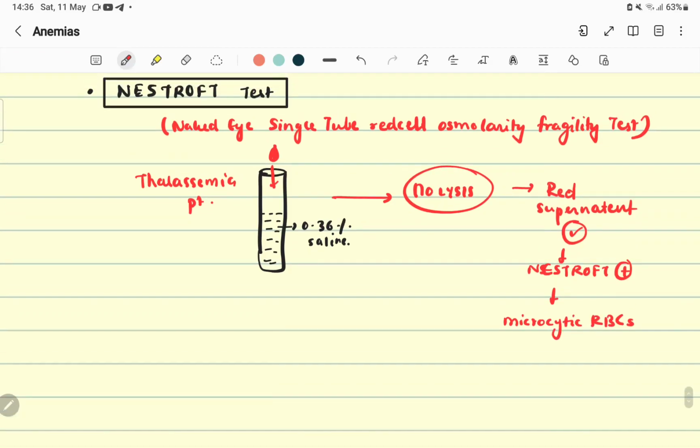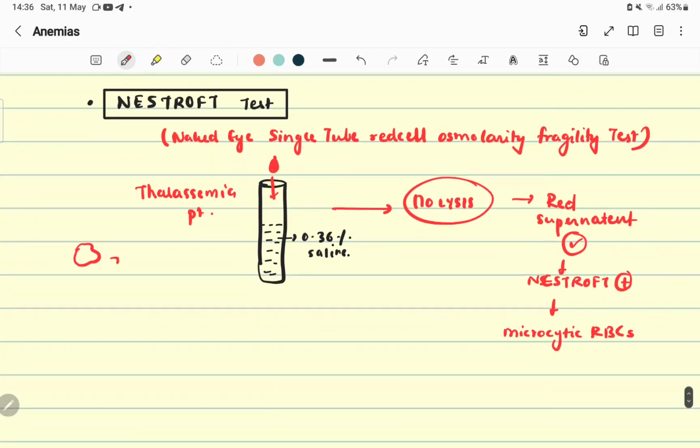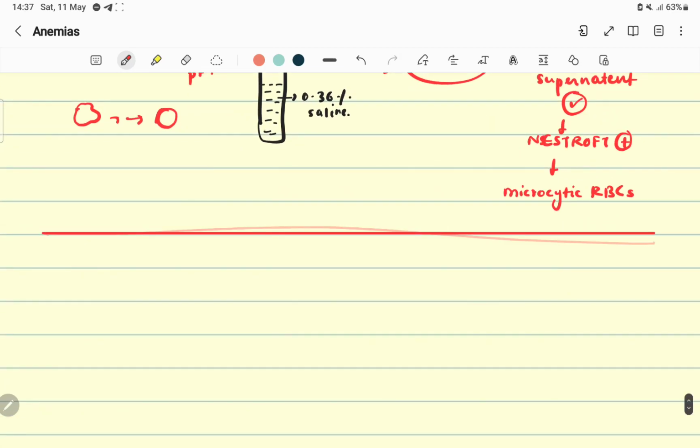NESTROFT positive means the conclusion is that we have microcytic RBCs. Whenever there is a microcytic, small RBC, it acts like a balloon and changes to a normal RBC. So there is no lysis, right? Done. So that's about beta thalassemia.